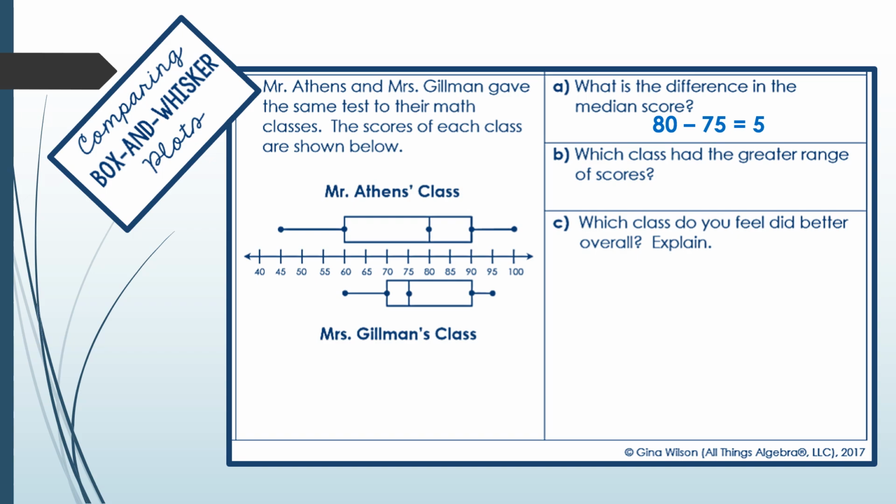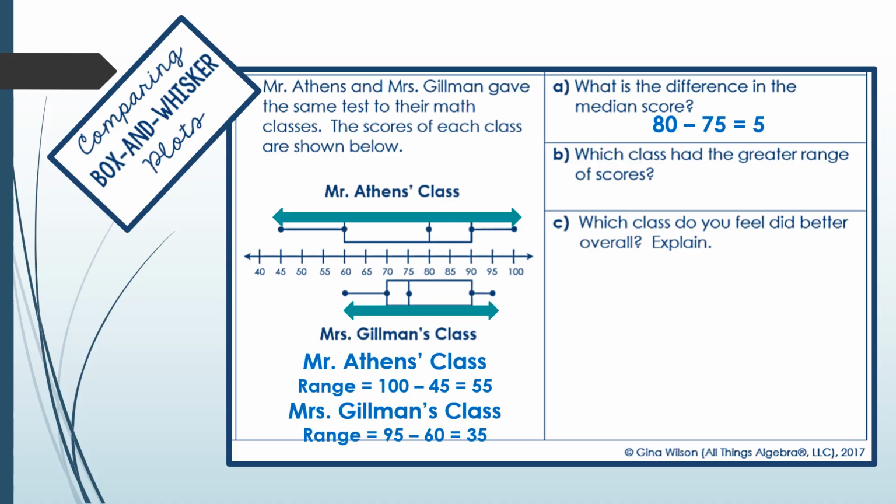Which class had the greater range of scores? So that is how spread out the data is. Mr. Athens is more spread out. The range for Mr. Athens' class is 55. For Mrs. Gilman's class, it's 35.